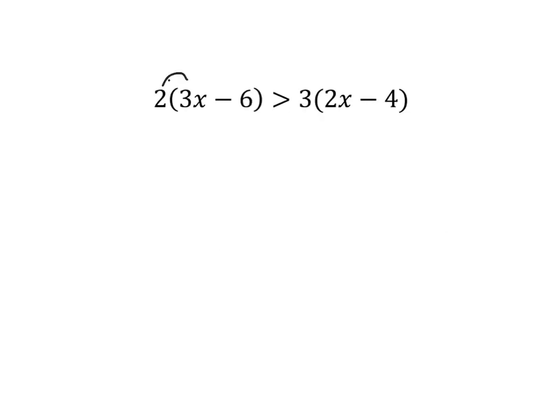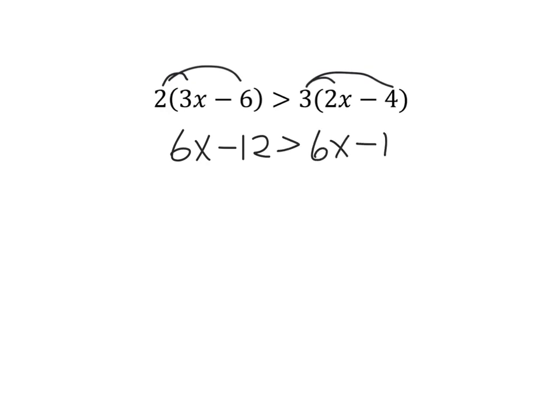Let me go ahead and do my distributive property on both sides. Show you what I mean. 6x minus 12 is greater than 6x minus 12. Now stop for a minute. When you had the equal sign and you saw that both sides were equal, this is about where maybe you stopped. But I don't want you to stop here because this is an inequality. I want you to go on and let's get rid of the 6x on the left side, which of course then gets rid of it on the right side.